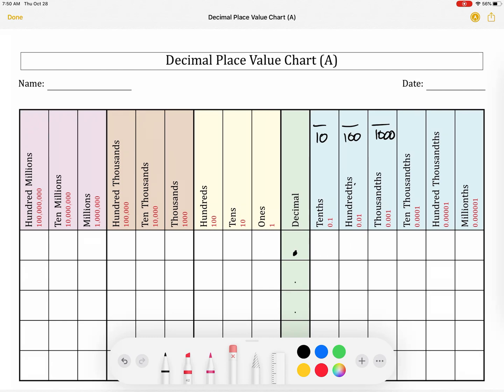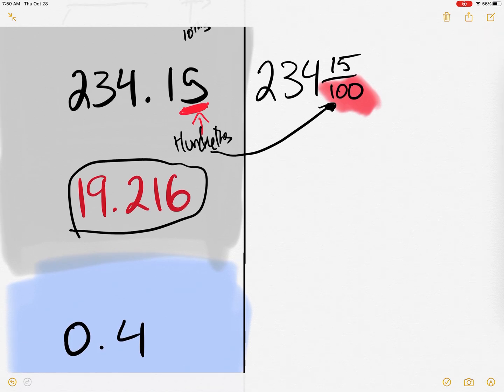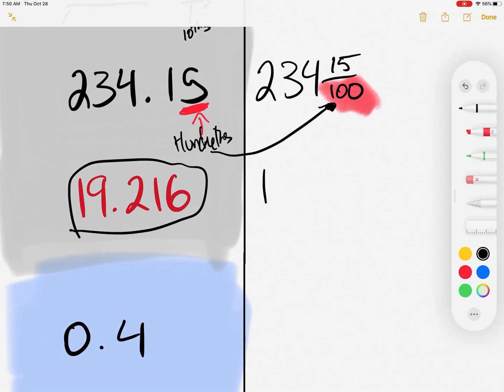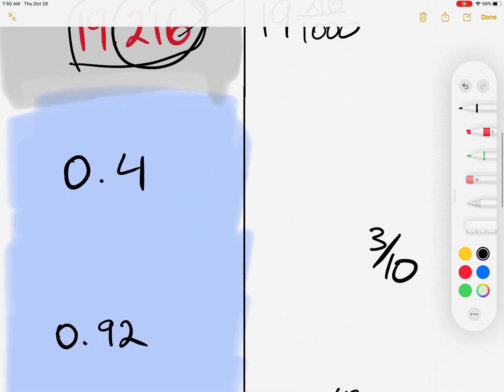No, why not? Seriously, why not? It shouldn't be out of 10 thousandths because that's not what place value we're in. So we write 19, it's out of 1,000. What's the number I have? Right here, 216. Launch it over, 216. We're not going to simplify them yet. That's all we need to do.